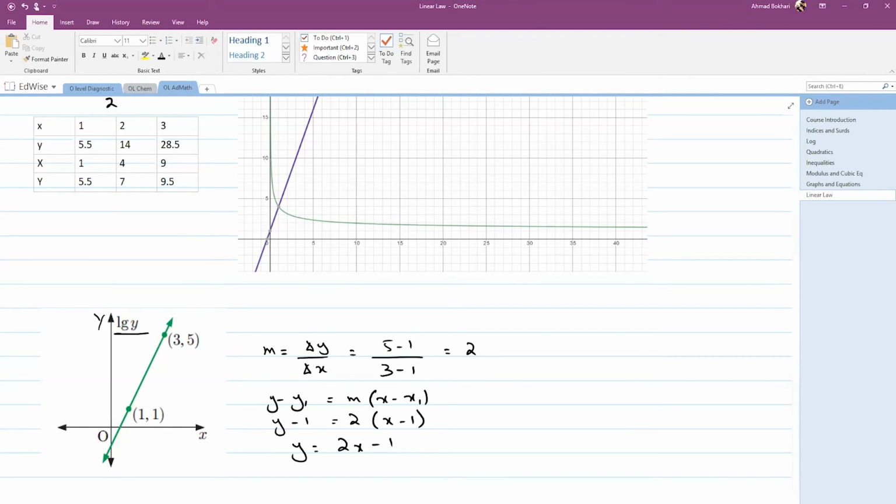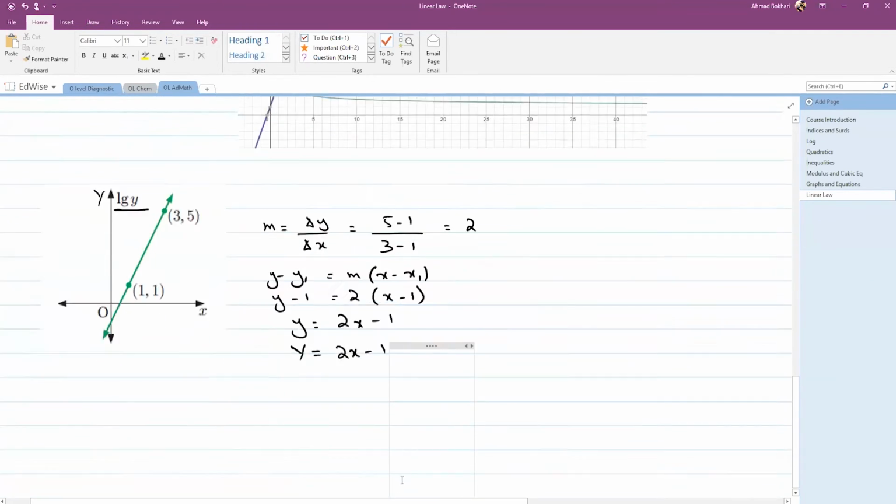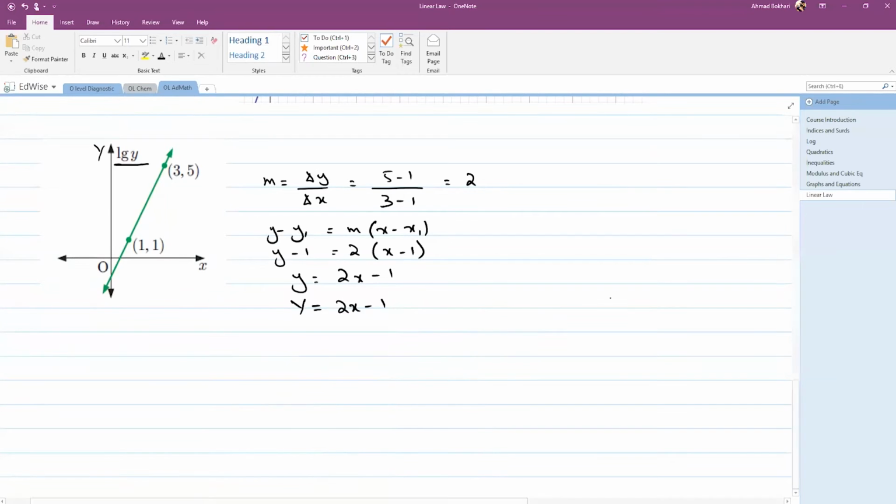So if the examiner takes away a mark for you, you can't really challenge that. So always write it like this: 2x minus 1, because you have a dummy variable there. Now we can obviously figure this one out. We can see that the dummy variable here is LGY. So we write LGY here. LGY equals 2x minus 1.